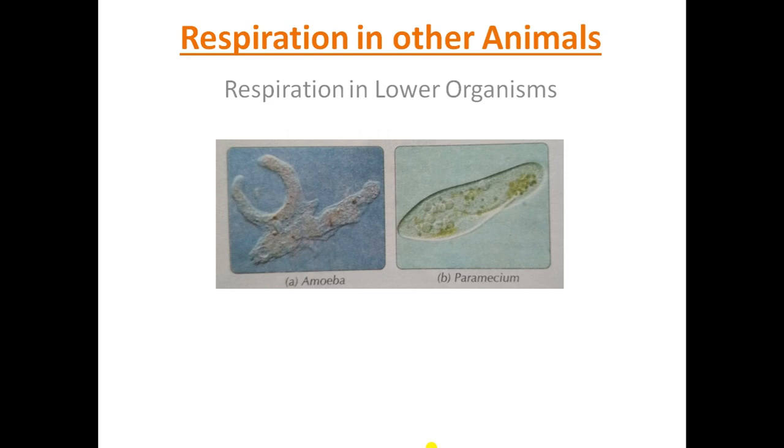So the exchange of gases in amoeba and paramecium takes place by diffusion through the cell membrane. And what is the cell membrane? The outer layer of the body of amoeba as well as paramecium is called the cell membrane. I hope it is clear.